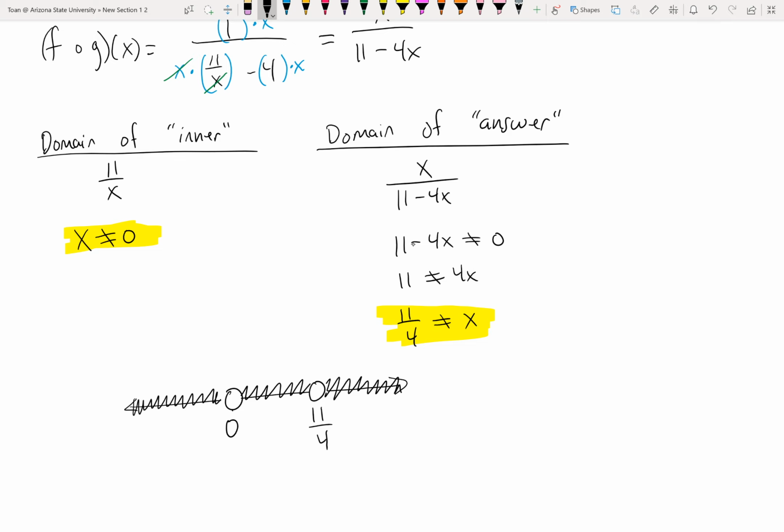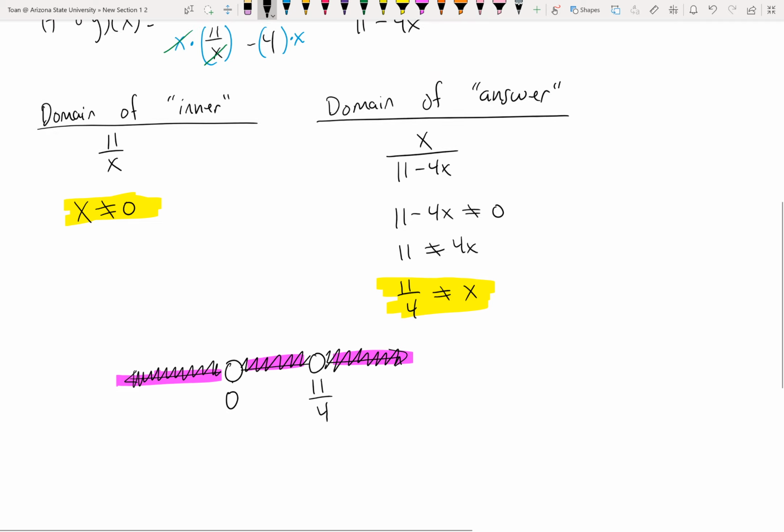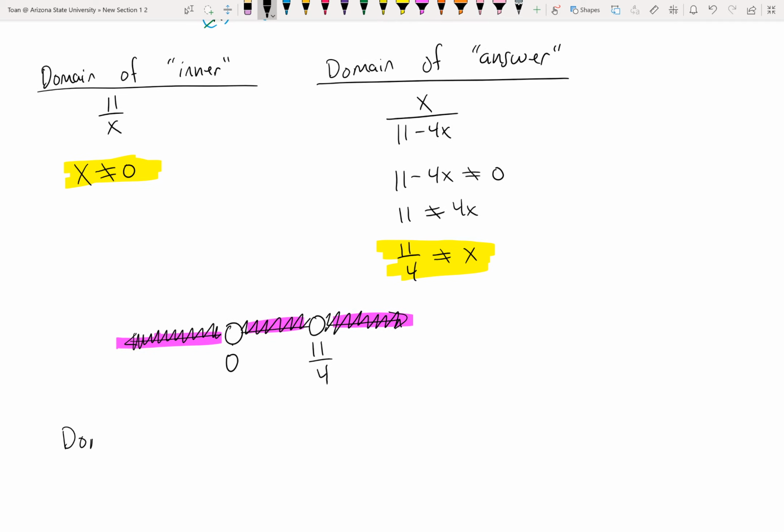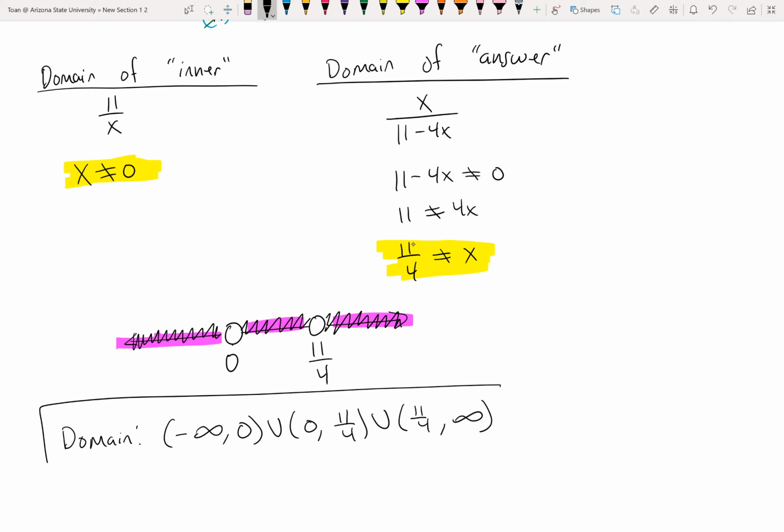So our domain would be these 3 individual pieces here. And then all you have to do is write them in interval notation. So our overall final domain is negative infinity, comma 0, union 0, comma 11/4, union 11/4, comma infinity. There you go.